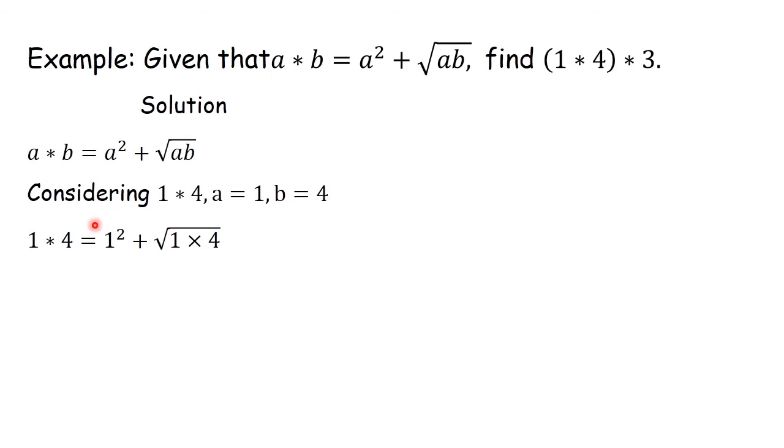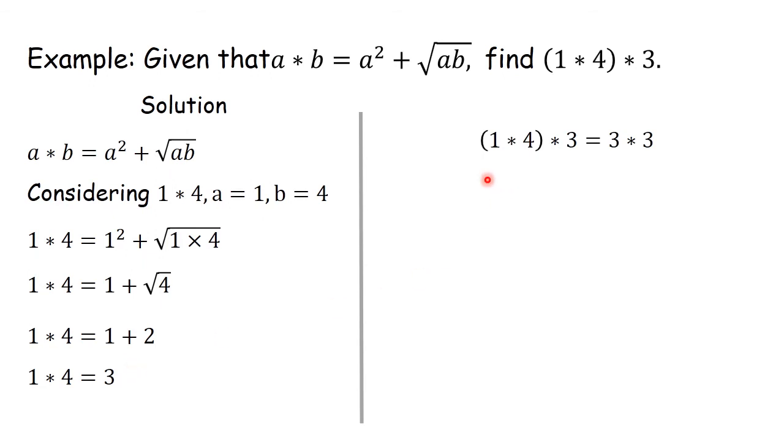And then we substitute in our formula. 1 star 4 would give us 1 squared plus root of 1 times 4. 1 squared gives us 1, and 1 times 4 gives us 4, and root of 4 is equal to 2. So we shall have 1 star 4 giving us 1 plus 2, and that will give us 3.